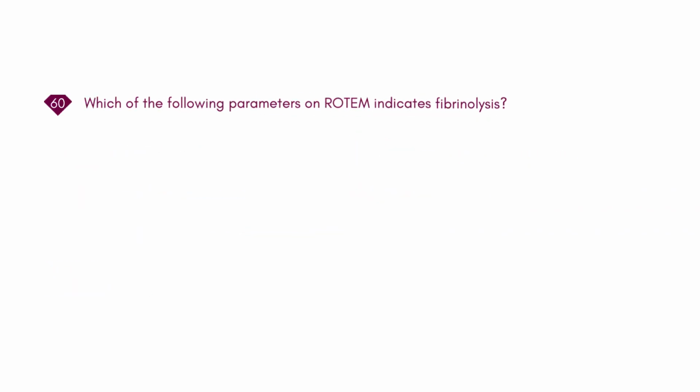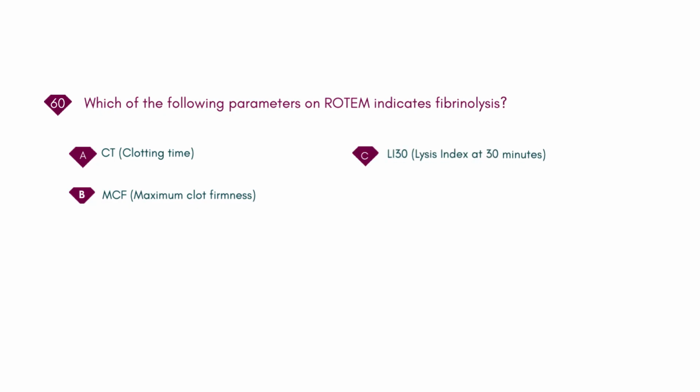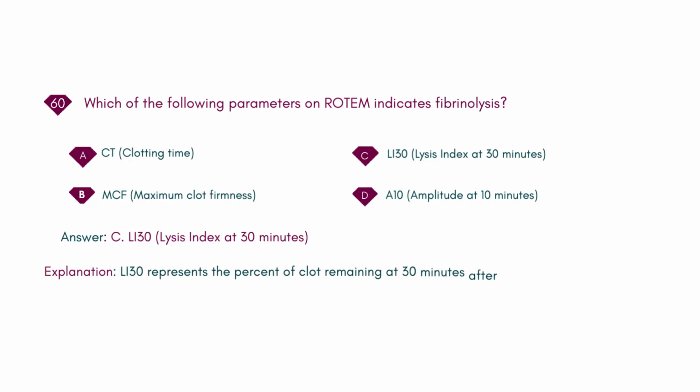Which of the following parameters on ROTEM indicates fibrinolysis? A. CT, clotting time. B. MCF, maximum clot firmness. C. Li30, lysis index at 30 minutes. D. A10, amplitude at 10 minutes. Answer: C. Li30, lysis index at 30 minutes. Explanation: Li30 represents the percent of clot remaining at 30 minutes after formation. A low Li30 indicates increased fibrinolysis.